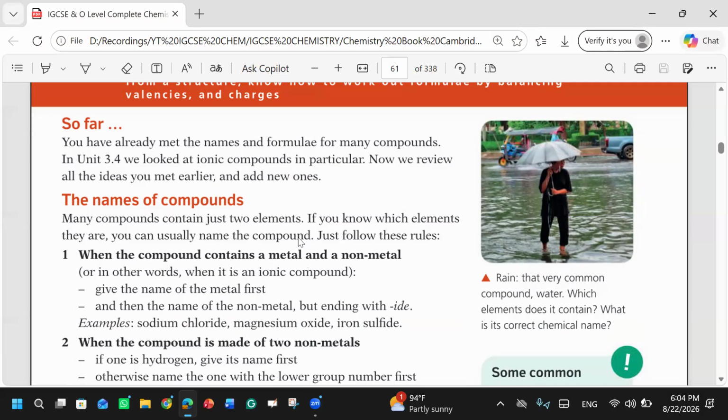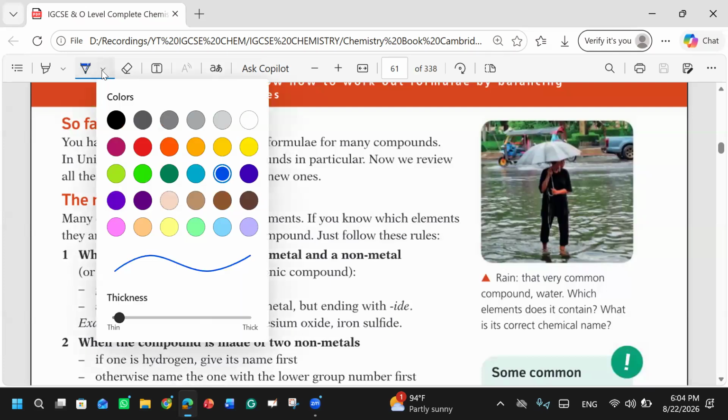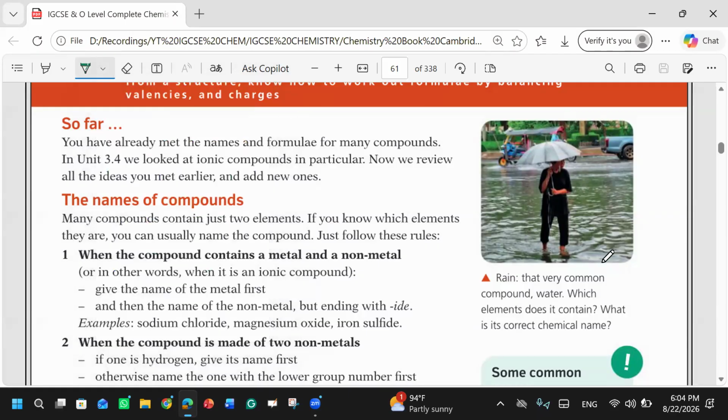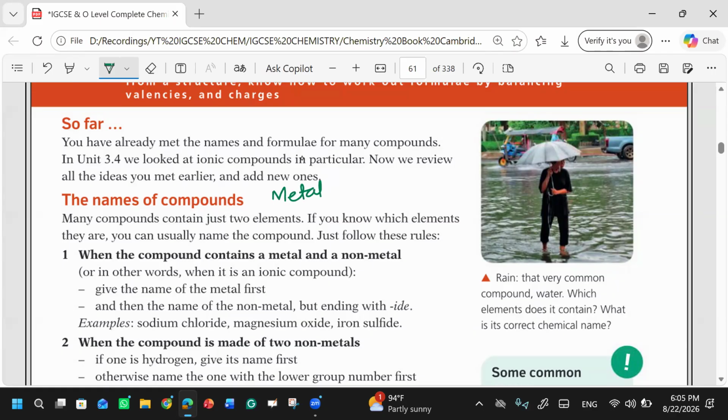Which type of bonding is this, metal and non-metal? It is ionic bonding, because metals belong to group one and group two, and non-metals belong to groups six and seven. When you have an ionic compound, I told you that the metal name remains the same. For example, we have sodium chloride. In this, sodium is a metal, so sodium will remain sodium. Its name will not change.